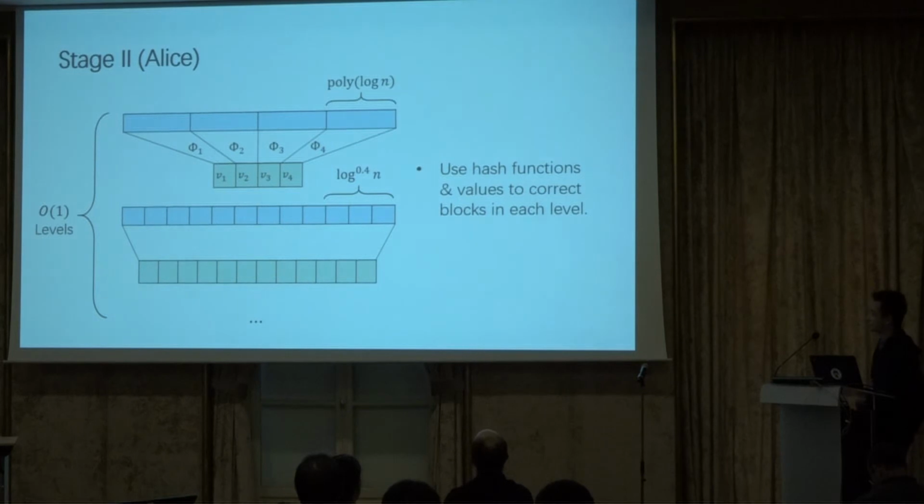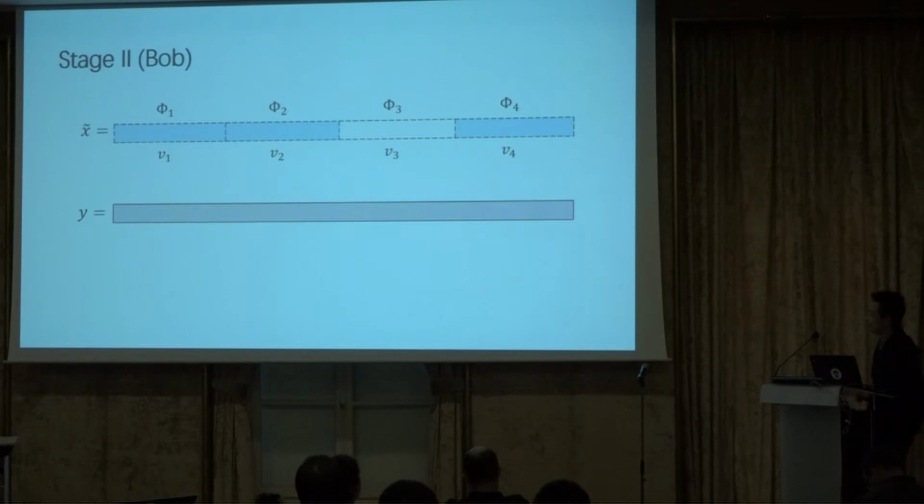So stage 2 consists of a constant number of levels. In each level, Alice will use hash functions and values to correct blocks. And this is stage 2 on Bob's side. So given the hash values and the functions, Bob will perform a maximum monotone match between his string y and the string x tilde.